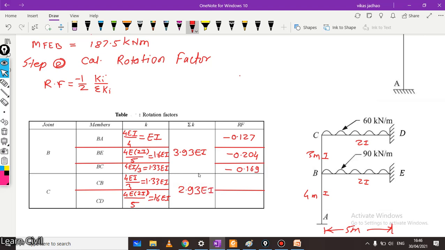The total summation of K at joint C will be equal to 2.93 EI. By using rotation factor equal to minus half into Ki divided by summation K, we get the value of rotation factor for CB equal to minus 0.227, and for CD it will be minus 0.273. Okay, so like this the rotation factors are calculated at joints B and C.